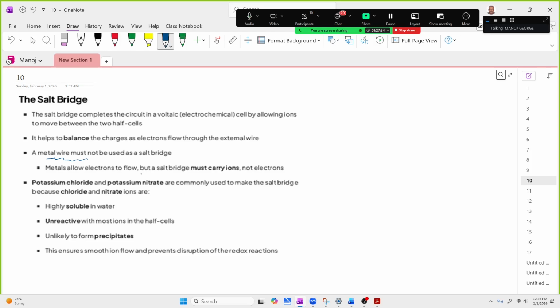A couple of examples of chemicals which could be used in a salt bridge: usually potassium nitrate and potassium chloride. They are inert, they don't interfere. That's usually the idea. Still waiting for any questions from you.